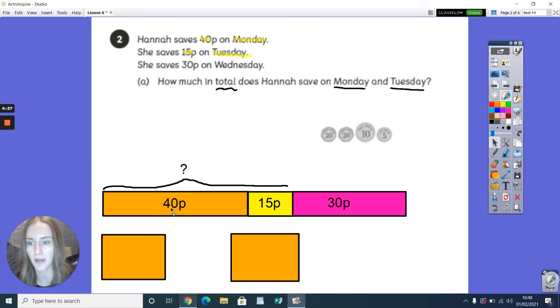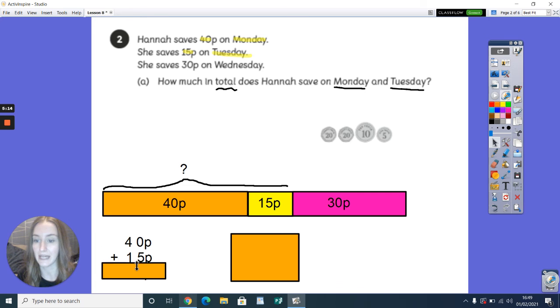So here we've got the orange part of the bar, which represents the 40p she saved on Monday, and the yellow bar, which represents the 15p she saved on Tuesday. We need to work out how much she saved altogether on these 2 days. So it's this part of the bar and this one all together. So who can tell me the number sentence that we would need to do to work this out? So it might be something take away something, something add something. Okay, if you want to tell your adult, if you said 40p add 15p, you would be correct.